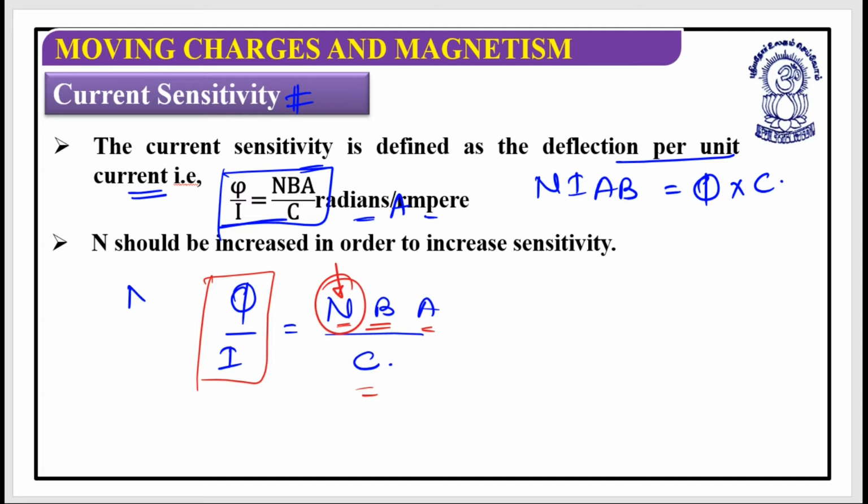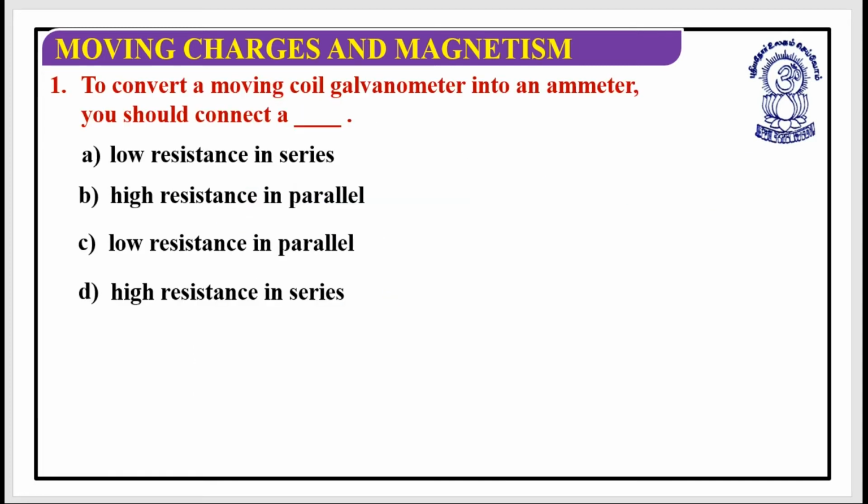Great. So now let's look at certain MCQs based on the theoretical session. First, to convert a moving coil galvanometer into an ammeter, what should I do? I want a lower resistance in parallel. So these are all incorrect options. What I need is to connect the resistance in shunt. When I say shunt, I mean I need to connect it in parallel.